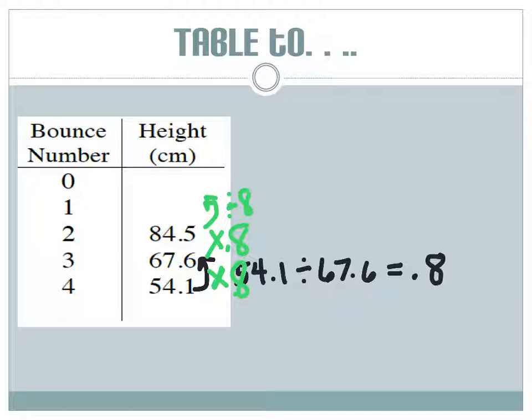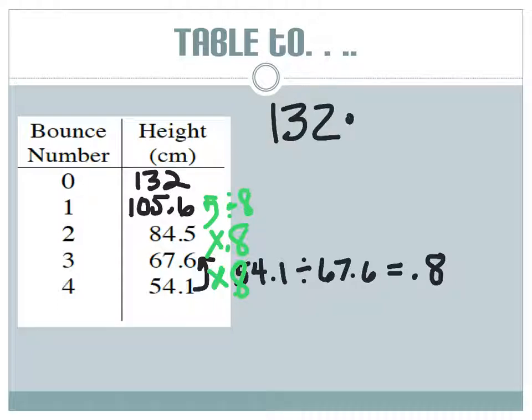105.625, and since they rounded to the nearest tenth, I'm going to round to the nearest tenth, so I'm going to get 105.6, and then I'm going to divide by 0.8 again, and I'm going to get 132. So now I have what I need to write the equation. I have my zero term, my initial amount. I have my multiplier of 0.8 to the x power.